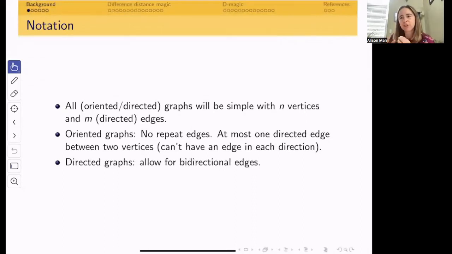So we'll have situations where I'll sometimes be talking about an orientation that I place on an underlying graph, right? That's a simple graph that then has edges directed in one direction or the other. And then there are other situations where I might be talking about labeling a directed graph, which allows for the opportunity to have those bidirectional edges.